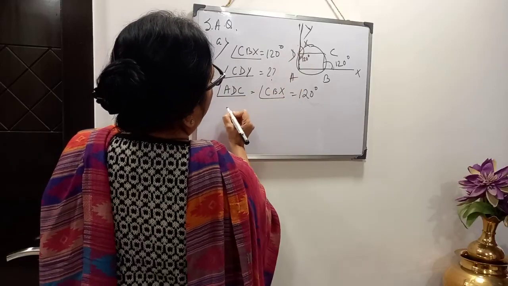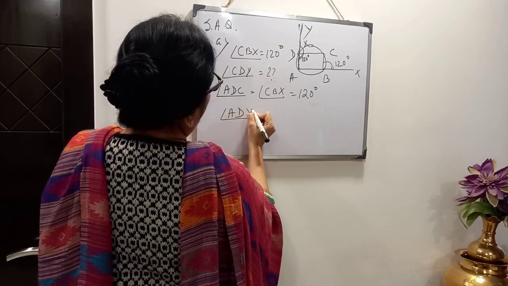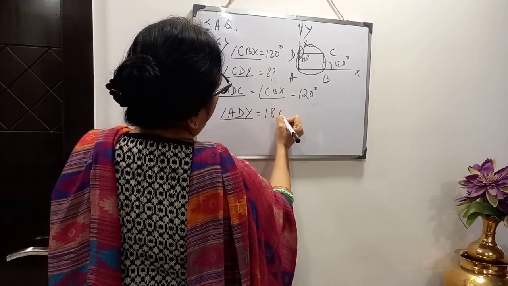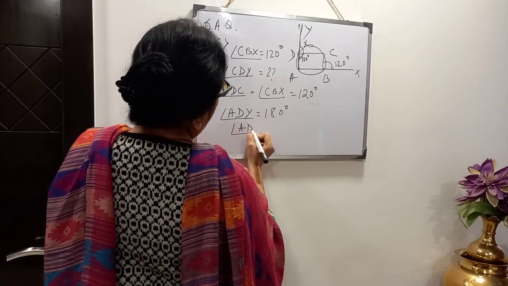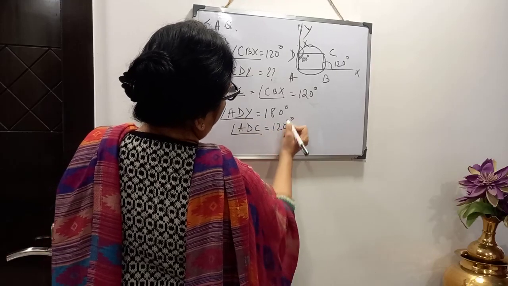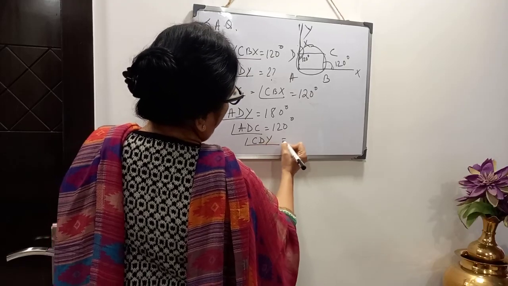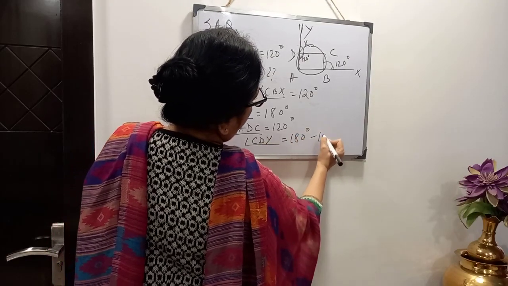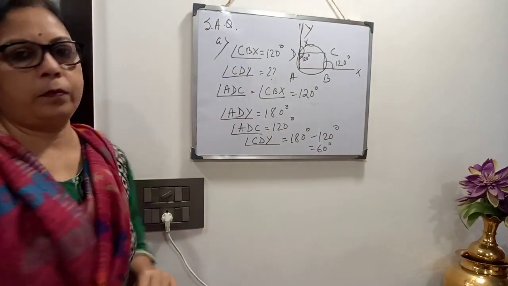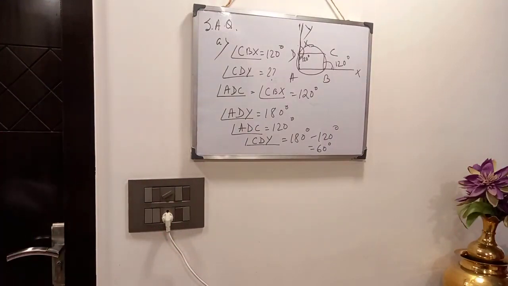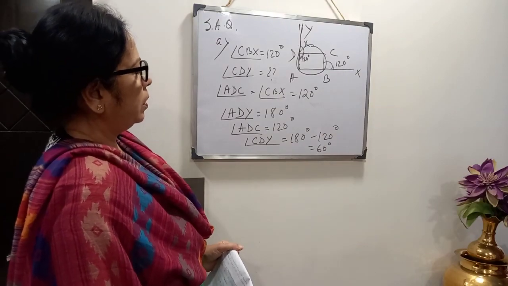And again, angle ADY equals, it is a straight angle, 180 degrees, and we had got angle ADC as 120 degrees. So what will be your CDY? 180 degrees minus 120 degrees, 60 degrees. Now see this. Clear what I have done?